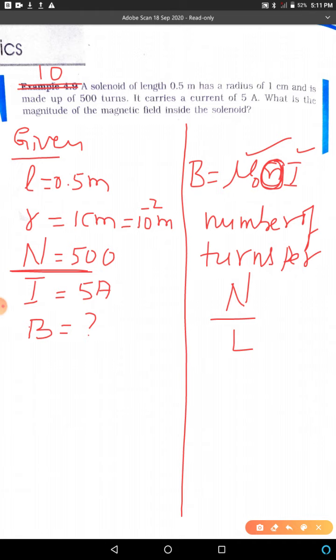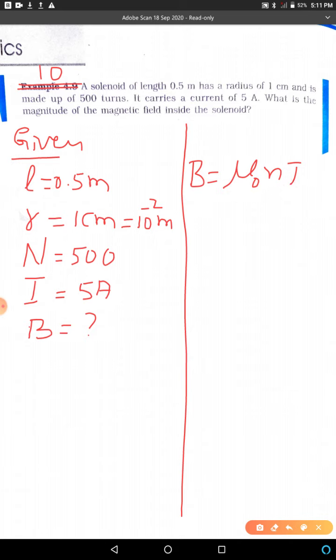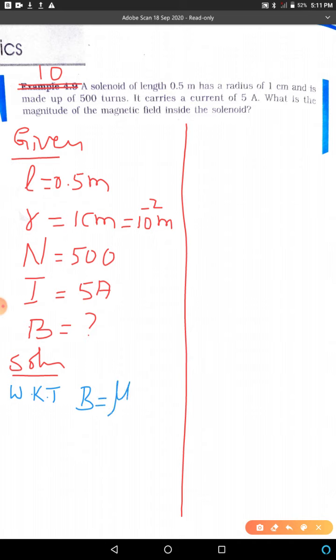So that is what we should calculate. First I will erase these things. We should first calculate small n, the number of turns per unit length, because it is in the formula. So, solution. We know that B is equal to mu naught n into I.